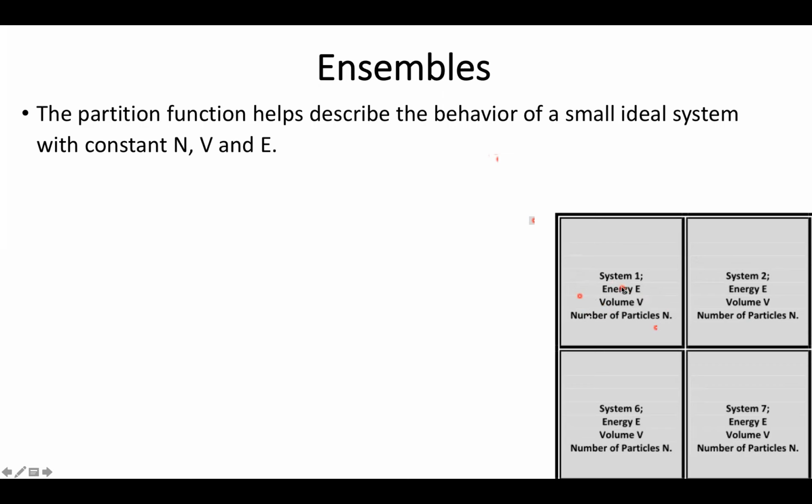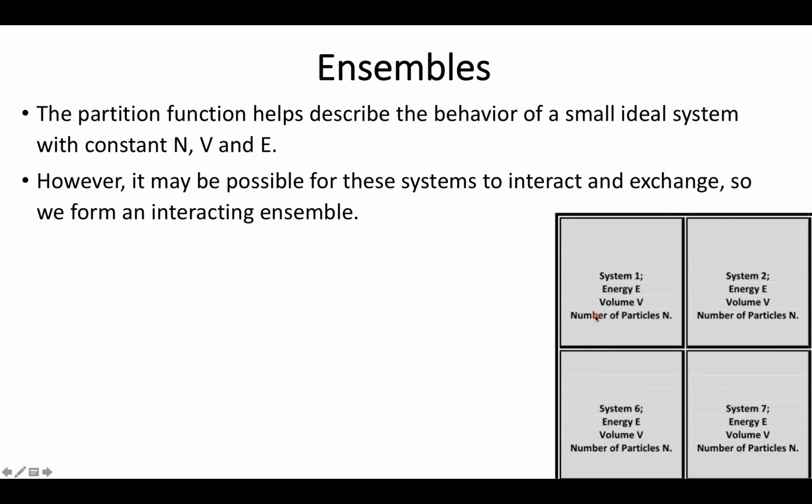Now, part of the problem is that we really don't care so much about systems with constant energy, volume, or number of particles. Instead, what we often want to do is let some of these variables change while others stay fixed in order to describe a larger system. Because remember, if I have constant energy, volume, and number of particles, then all I really have is a closed system, which is only so useful. However, it's going to be possible to allow for these systems to interact and exchange if we form an ensemble.